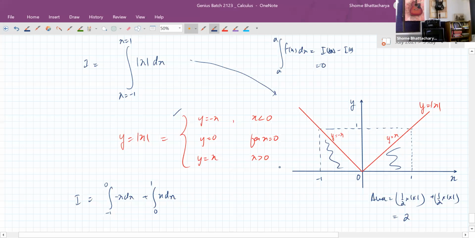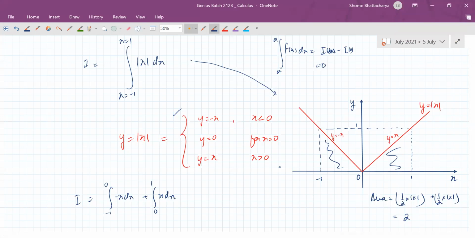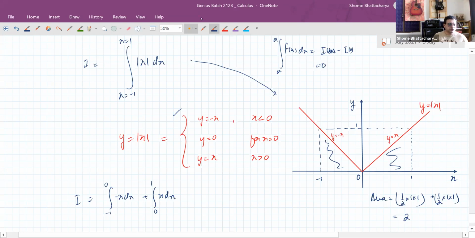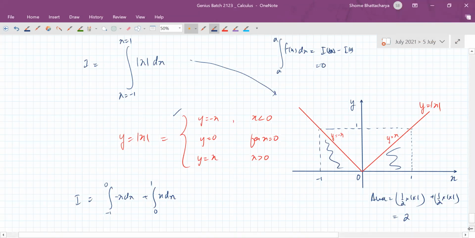Sir, just a moment, but do we need to make 3 cases? You don't need to, the 0 is just 1 point now. So actually you can just take less than 0 and greater than 0. Following now? Yes, sir. Okay.